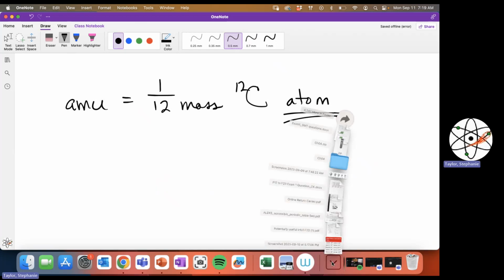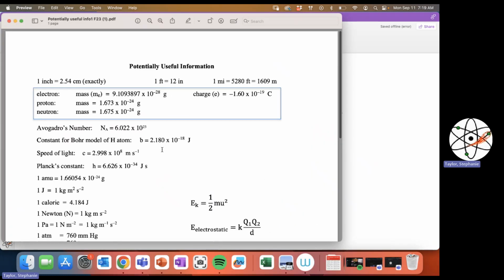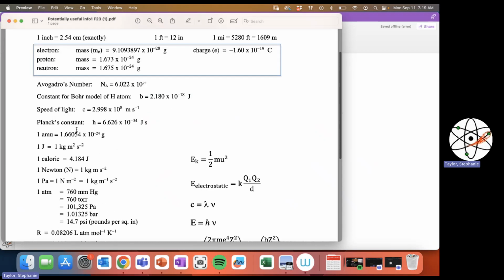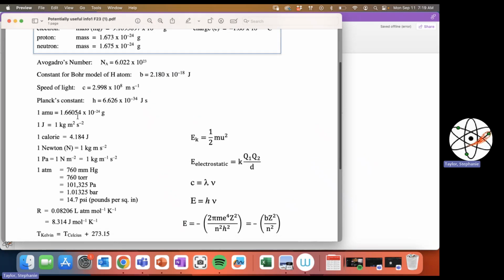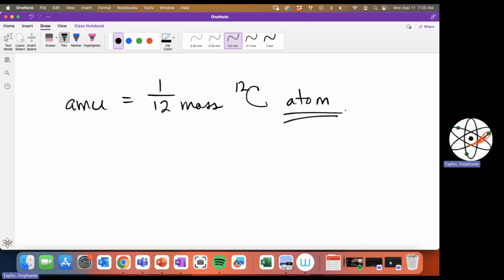I don't think I downloaded the potentially useful information. Oh, I did. It's right here. So I thought an AMU was on here. There it is. So an AMU is 1.66054 times 10 to the negative 24th grams. So an AMU is really, really small. You can also see on here that it's not exactly the mass of a proton, and it's not exactly the mass of a neutron. It's a different number than those. So we really did make AMUs just to deal with atoms.